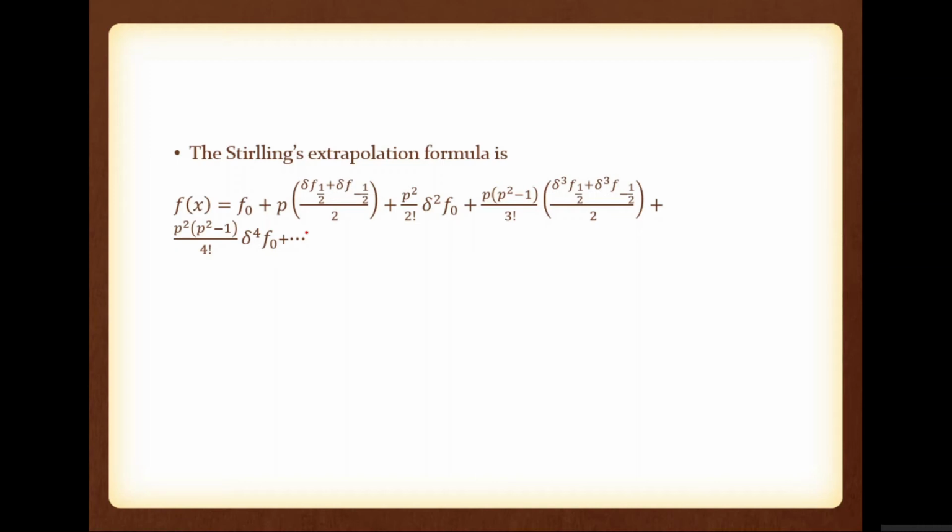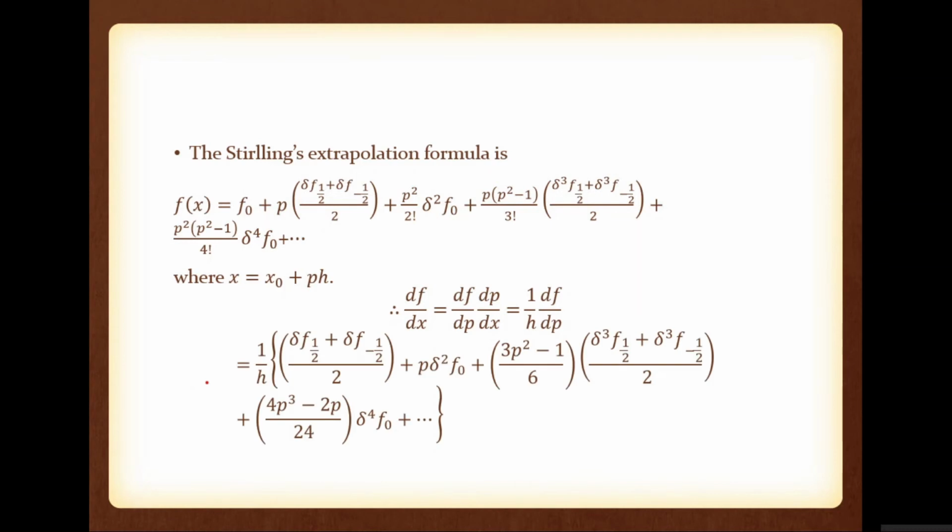So now from this find df/dx. By using this Stirling's formula, find df/dx. So df/dx is equal to df/dp into dp/dx. So dp/dx is 1/h, so df/dx is 1/h into df/dp. So we can find df/dp by using this equation. Find its derivative, that is df/dp.